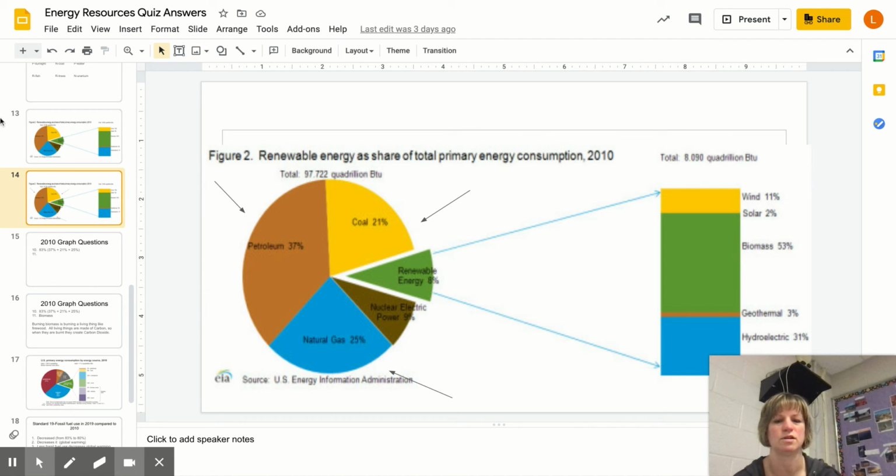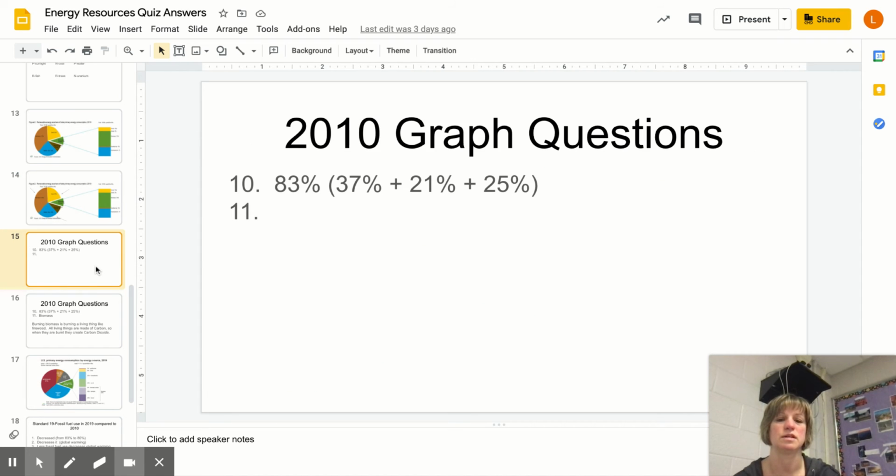So to do that, you had to go through the graph and think, well, what are the fossil fuels? So you notice I put in arrows here. Coal, petroleum, which is like saying oil, and natural gas are the three fossil fuels. So when we added those together, it equaled 83%. So 37, 21, and 25% equals 83%.